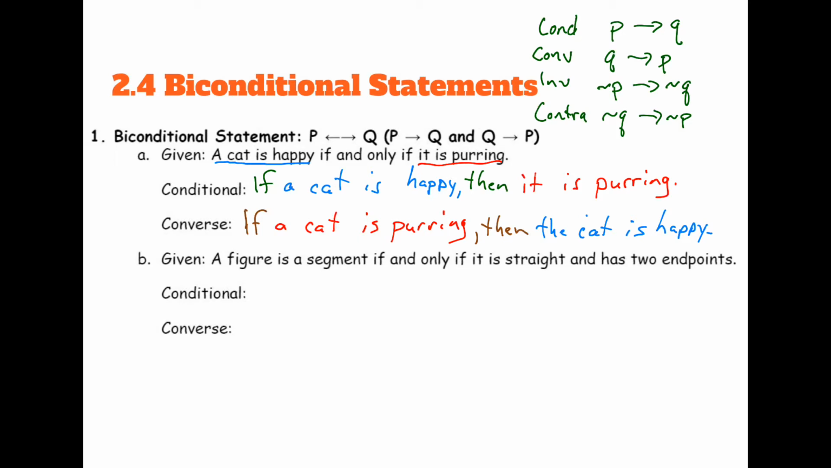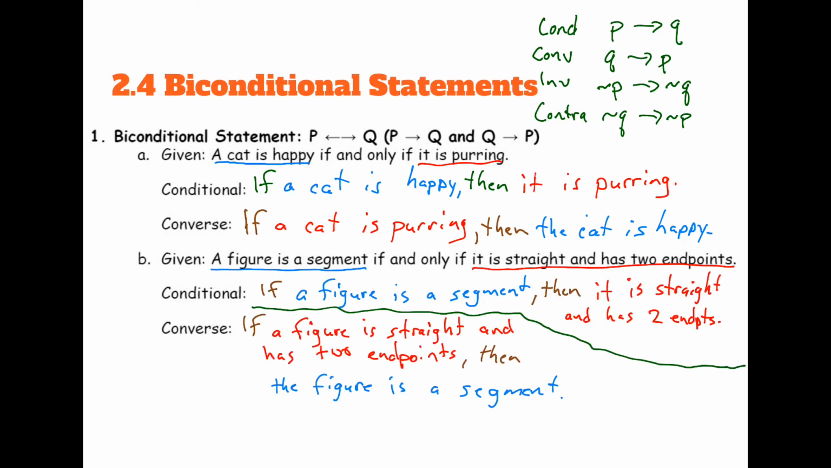All right, go ahead and pause the video, see if you can do part B and find the conditional and the converse of that sentence. All right, so here it is. The conditional would be: if a figure is a segment, then it is straight and has two endpoints. So our hypothesis being a figure is a segment, our conclusion being it is straight and has two endpoints. So then when we swap those, we're going to say: if a figure is straight and has two endpoints, then the figure is a segment.